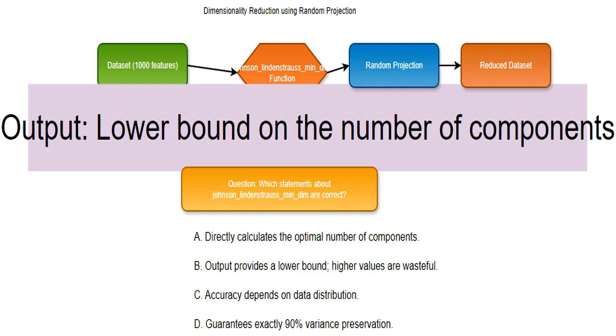The function returns a value. That's the minimum number of dimensions needed to preserve distances between data points, within the acceptable error, epsilon, you set. It's crucial to understand that this is just a lower bound. You can, and often should, use more dimensions to achieve better accuracy in practice.